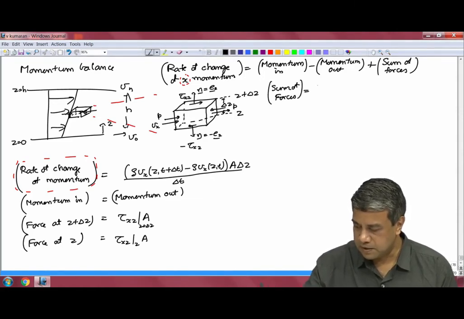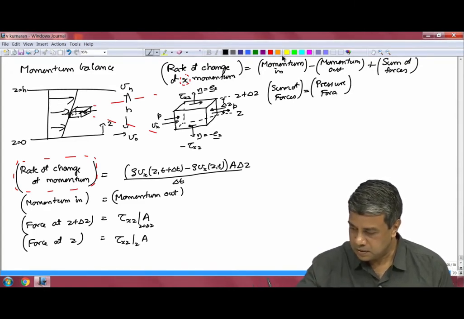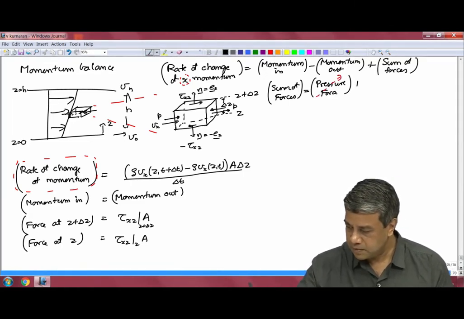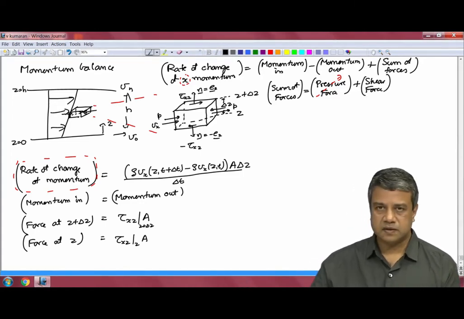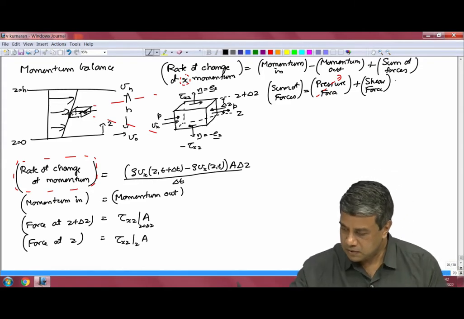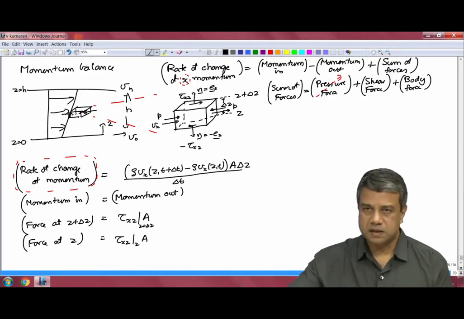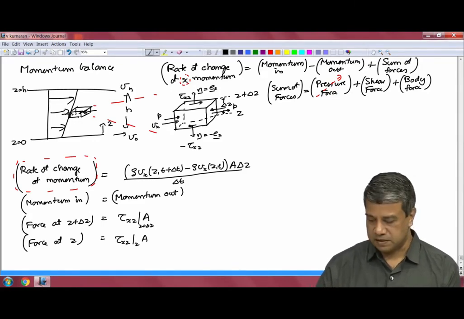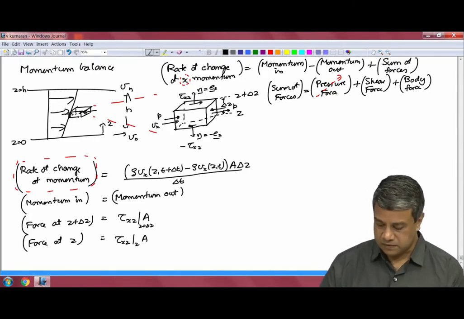The sum of forces I had separated out into the pressure force, which turned out to be 0 because there was no variation perpendicular to the z direction, plus the shear force. These are both surface forces, they act at surfaces. I could also have a third term, which is what is called a body force. These are forces like gravity, for example, which act throughout the volume. The force on a volume element of fluid is going to be proportional to the volume element itself.